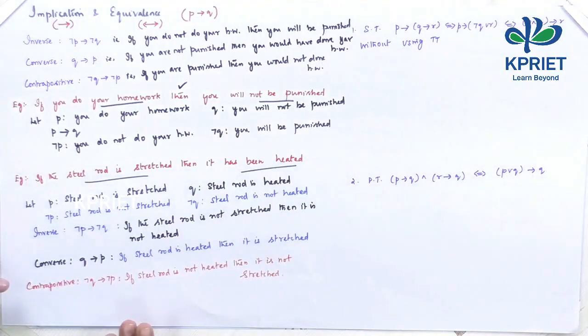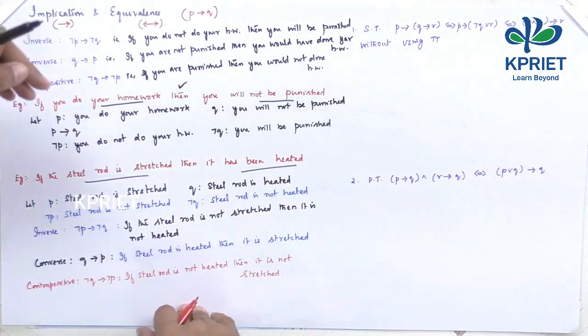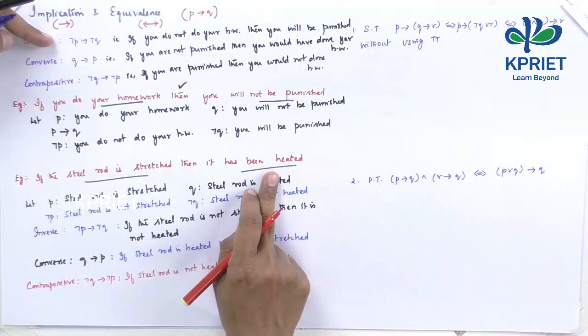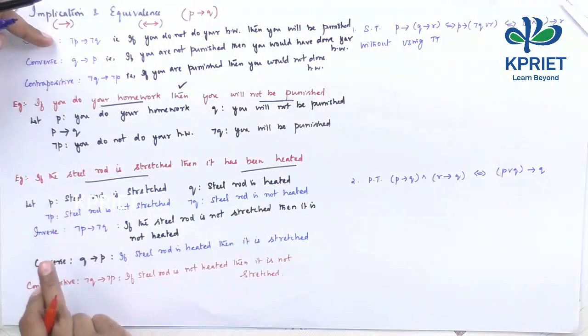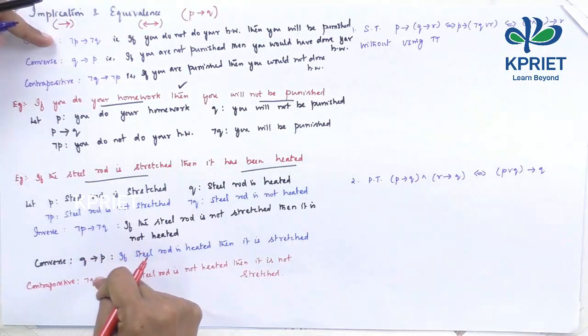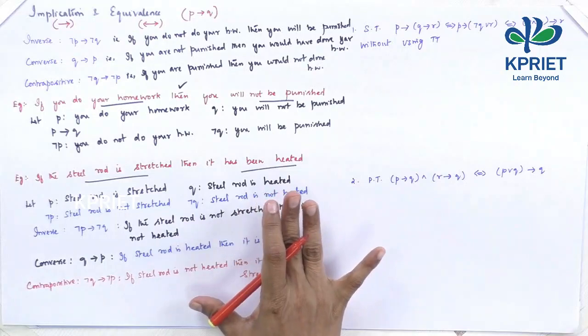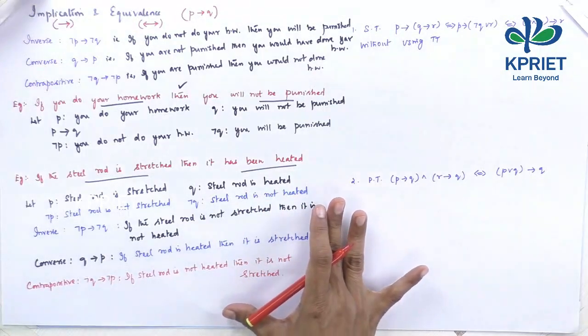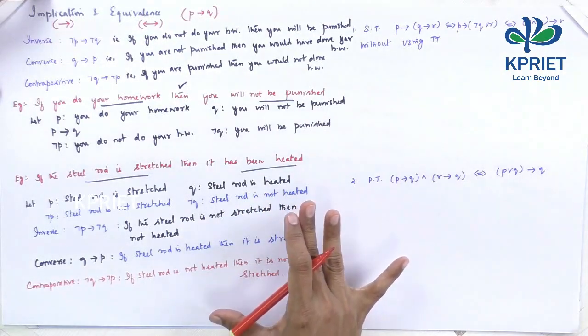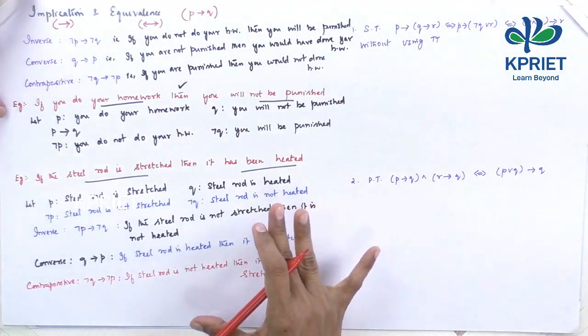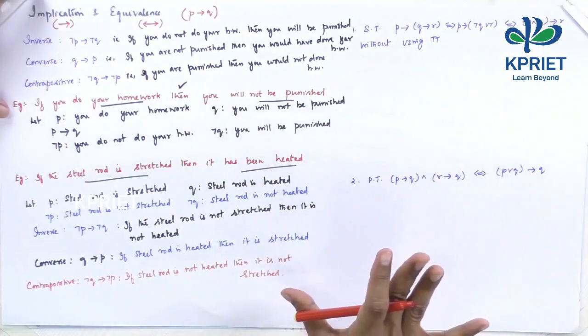That's all. See, now it will be very simple. Whenever we identify the keywords and assign them to the variables, after that we can go by these statements. Then it will be very easy and we will not go wrong. So this is how one can find out the inverse, converse and contrapositive of any given conditional statement.